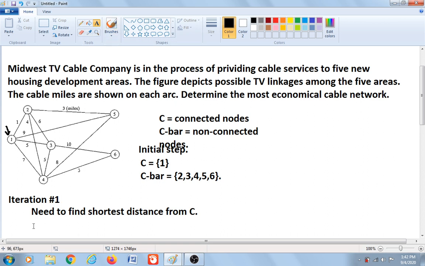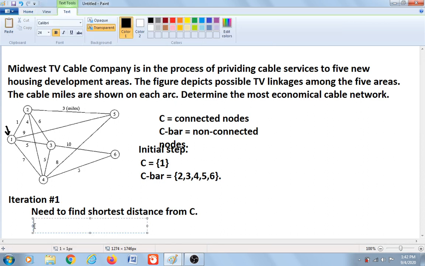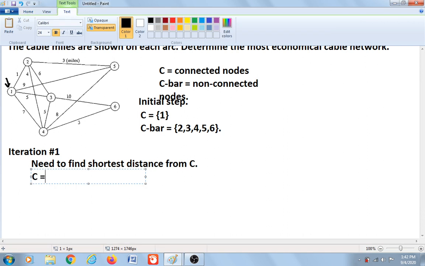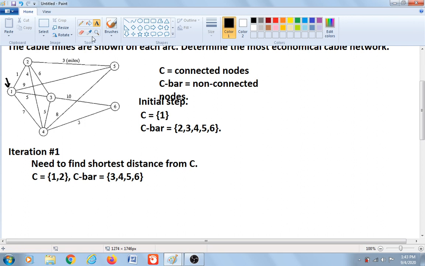So now we update C. Now our C is 1, 2. That means we connect node 1 and node 2, and we update C bar. C is 1, 2, and C bar now is 3, 4, 5, and 6. So from iteration number 1, this is the connection that we have.